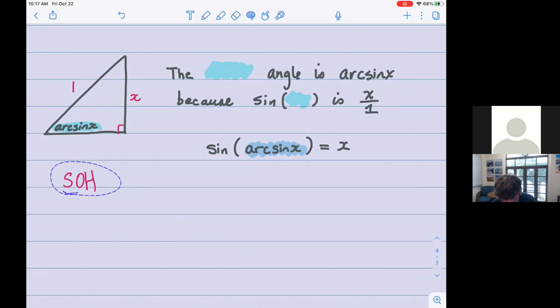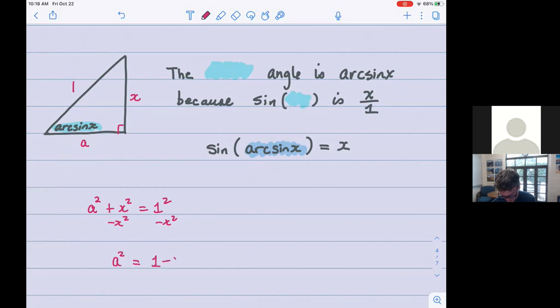Now I've filled those in, and I want to find this remaining side. Let's call it a. Using the Pythagorean theorem, a squared plus x squared equals 1 squared. Now I can solve for a. I subtract x squared from both sides, and I get a squared equals 1 minus x squared. To solve for a, I square root both sides: the square root of 1 minus x squared. Now I'm going to fill that in here.